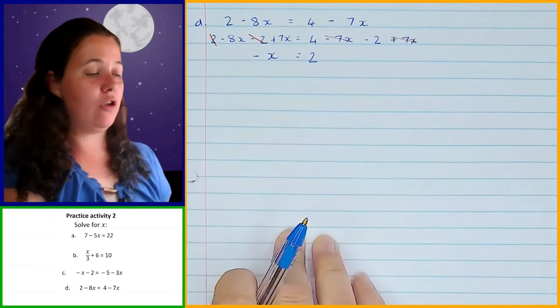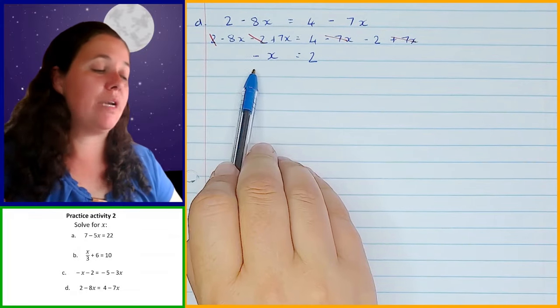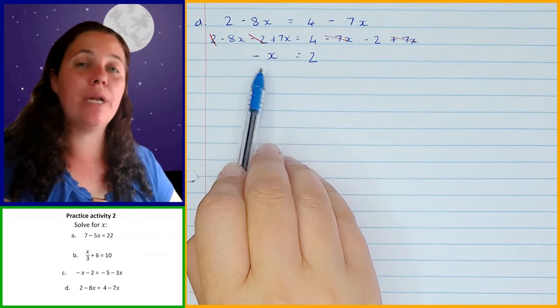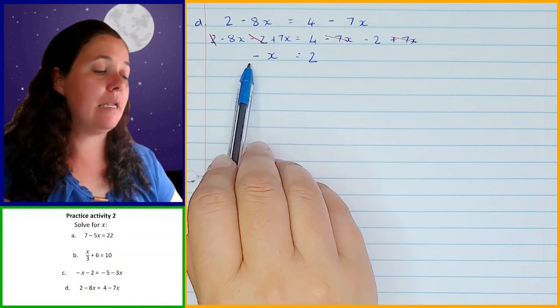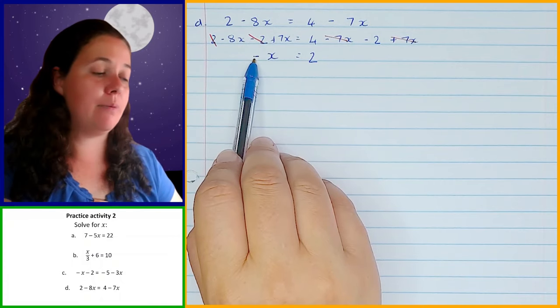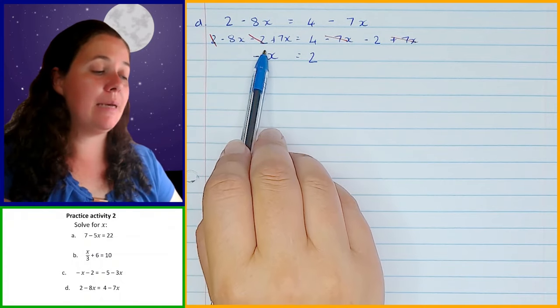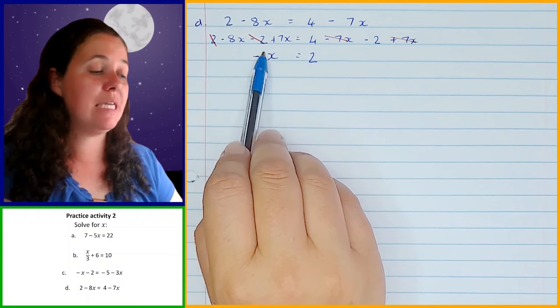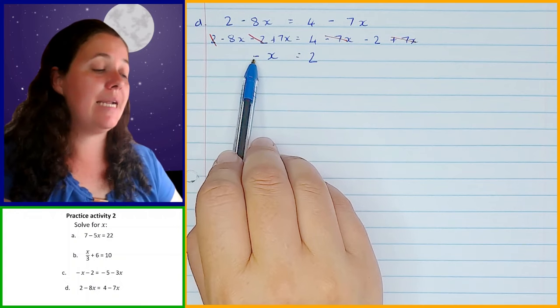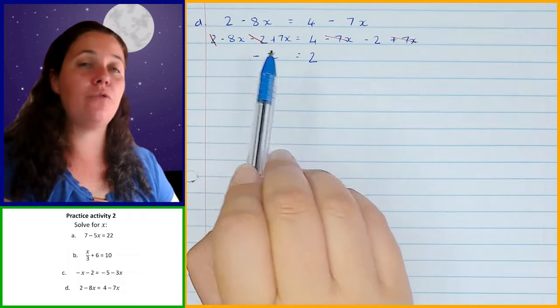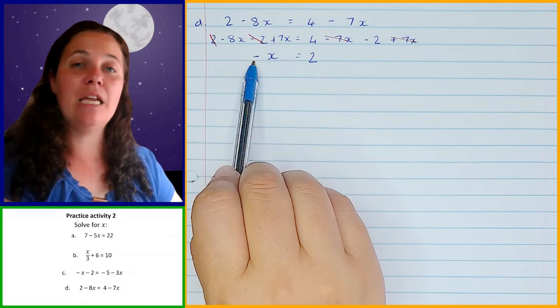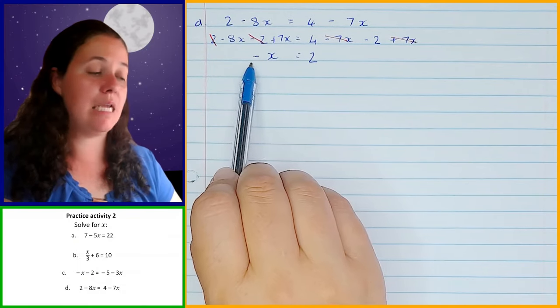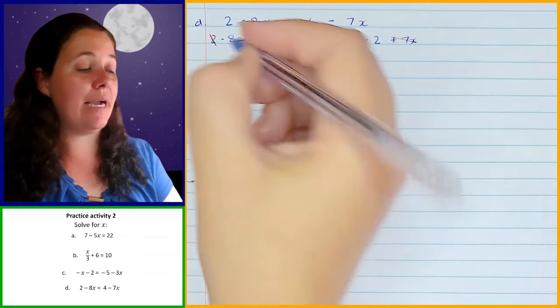Now I need to be careful over here. I don't want to know what negative x is. I want to know what x is. So what is my coefficient that I'm going to divide here by? Remember, if you can't see a number, it is 1. So if I want to get rid of this negative, I need to divide by negative 1, because at the moment it is negative 1 multiplied by x. It's negative 1x. So I need to divide by negative 1.